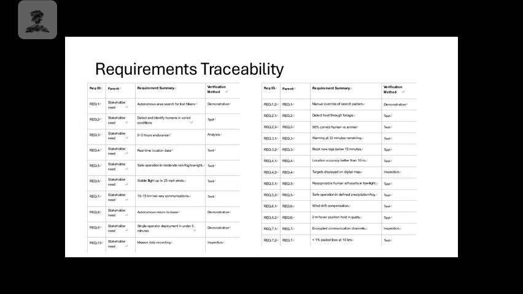Each of these high-level needs is then broken down into more detailed driving requirements. That includes things like having a manual override for the search patterns, setting a minimum detection accuracy, or triggering a low battery warning when only a certain number of minutes remain. In the final column, we assign a verification method to every single requirement, whether it will be verified by test, demonstration, inspection, or analysis.